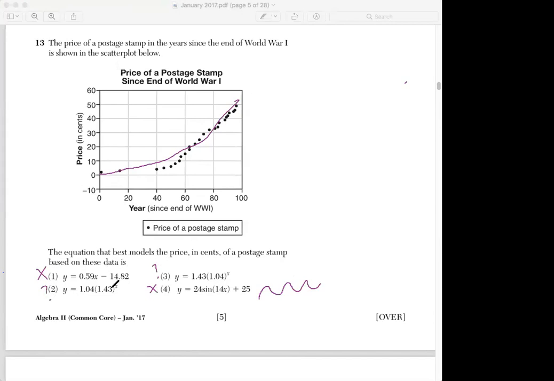And you'll notice that this one rises up a little too aggressively. It looks kind of like this. But the other one seems more appropriate. So just by looking at them in the calculator, you could get this one correct without any prior knowledge.